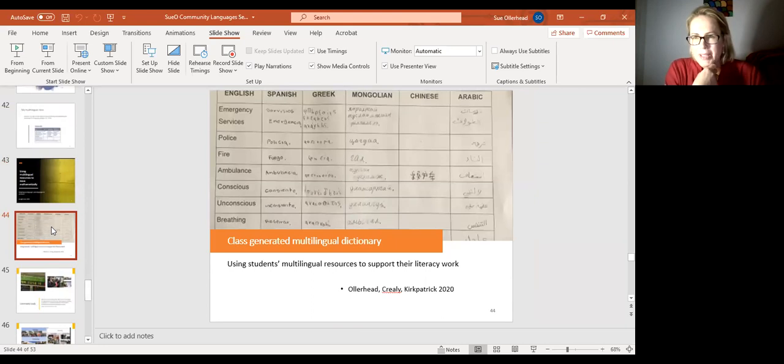I found in my work with students in intensive English centers, a really good way of getting them to learn key English words was to get them to teach each other. So in a multilingual classroom, getting them to teach each other their home language word for a synonym for an English word. They all became language experts in their home language, and they would teach each other a synonym for an English word that they had to learn. So we had the Spanish students teaching the word for emergency services, and we had the Greek students teaching the same word in their language, Mongolian, Chinese, Arabic, etc. That became a very dynamic way of students learning not just English, but learning lots of other words in other languages. And it really changes the engagement, the interaction in the classroom.